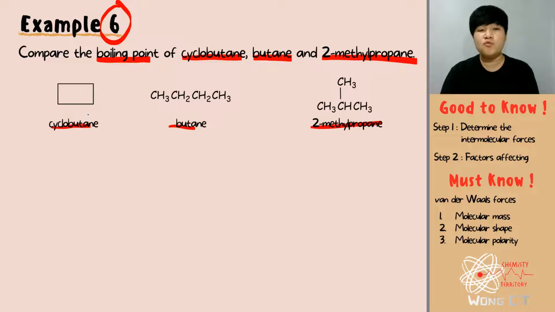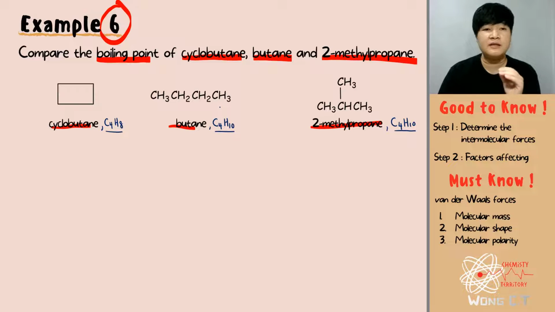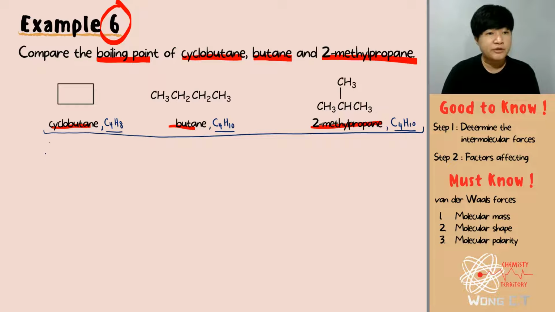Alright? And if you look very, very carefully, guys, all 3 of them are actually having a similar molecular formula. Your cyclobutane having a C4H8, while your butane is actually having C4H10. Same goes to your 2-methylpropane also having C4H10. All 3 of them are having a similar molecular formula. And this similar molecular formula is telling you what? This similar molecular formula means that they are having a similar molecular mass. Why? Because the difference is only on the hydrogen.